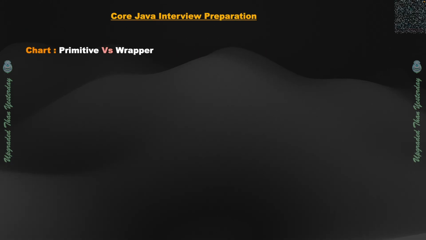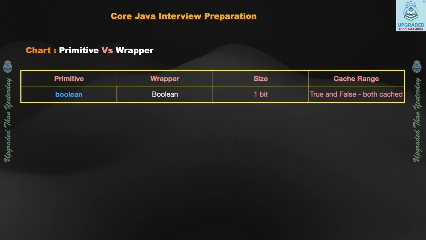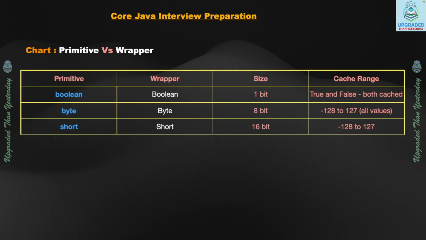At the end, please go through this chart. For every primitive, there is a wrapper class mentioned.